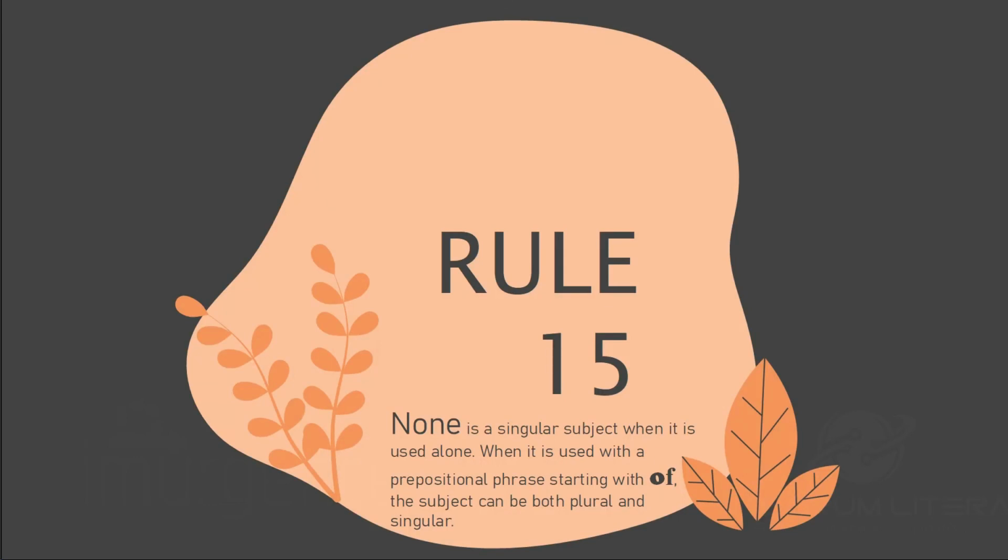Rule number 15. "None" is a singular subject when it is used alone. When it is used with a prepositional phrase starting with "of," the subject can be both plural and singular. So primarily what we're trying to say here is that "none" is a singular subject when it's used alone. When it's used with a prepositional phrase starting with "of," the subject can be both plural and singular.